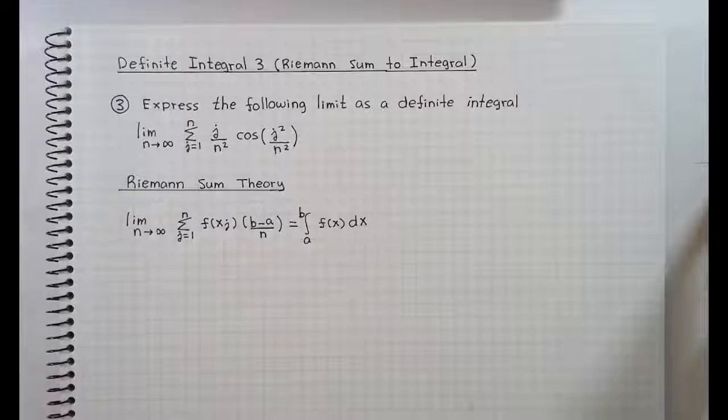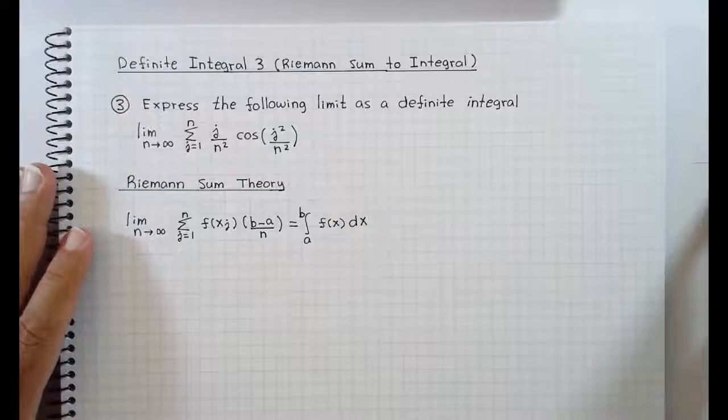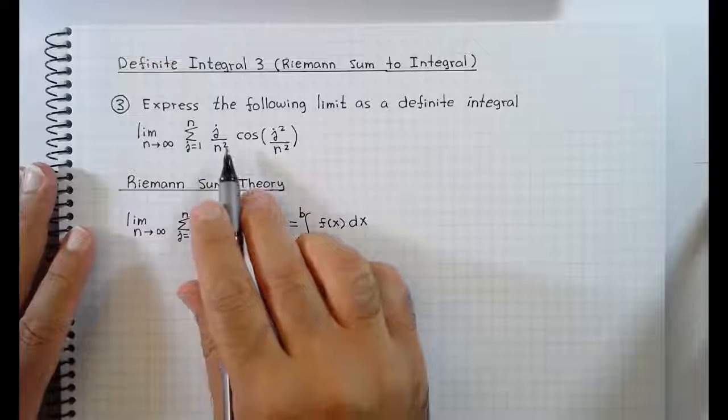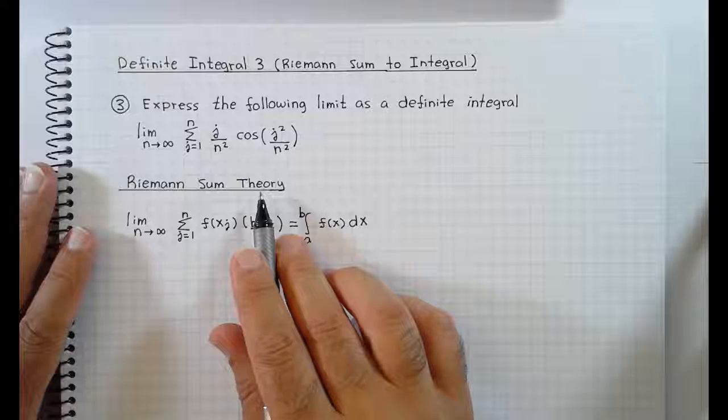This video will cover turning a Riemann sum into an integral. Express the following limit as a definite integral. Limit as n goes to infinity, summation j goes from 1 to n, j over n squared, cosine of j squared over n squared.